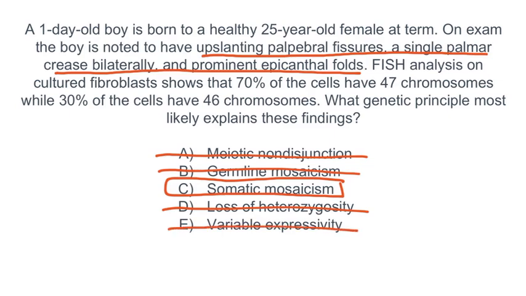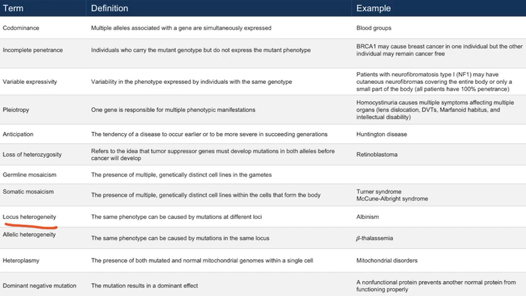Okay, let's continue discussing the table. Locus heterogeneity refers to the idea that the same phenotype can be caused by mutations at different loci. An example of this is albinism. Allelic heterogeneity refers to the idea that the same phenotype can be caused by mutations in the same locus. A great example of this is beta thalassemia.